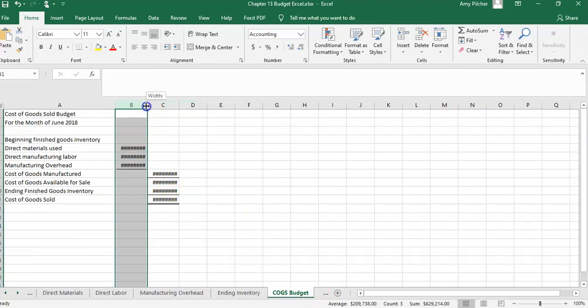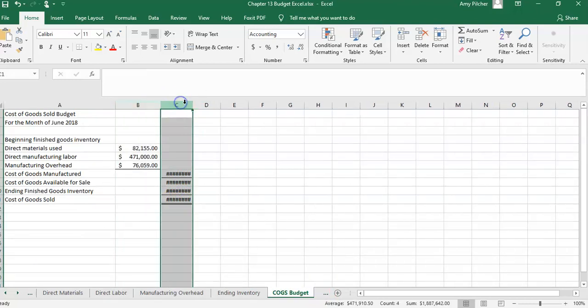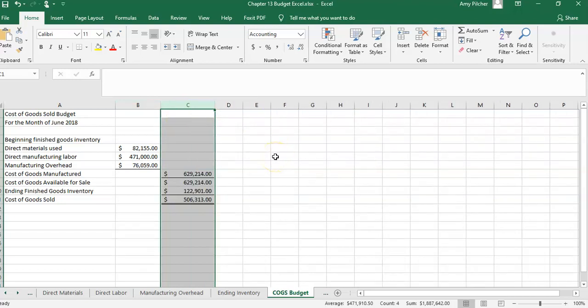From there, we go to our cost of goods sold budget. This budget is built from information of the other budgets. So we have our total cost of goods manufactured from our direct materials used, our direct manufacturing labor, and our manufacturing overhead. We subtract the ending finished goods inventory, which we calculated on the previous budget, and that gives us our cost of goods sold.